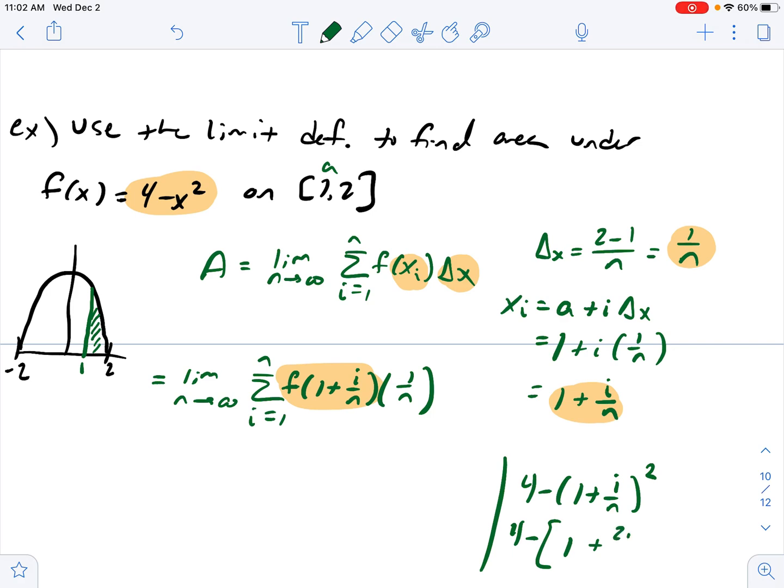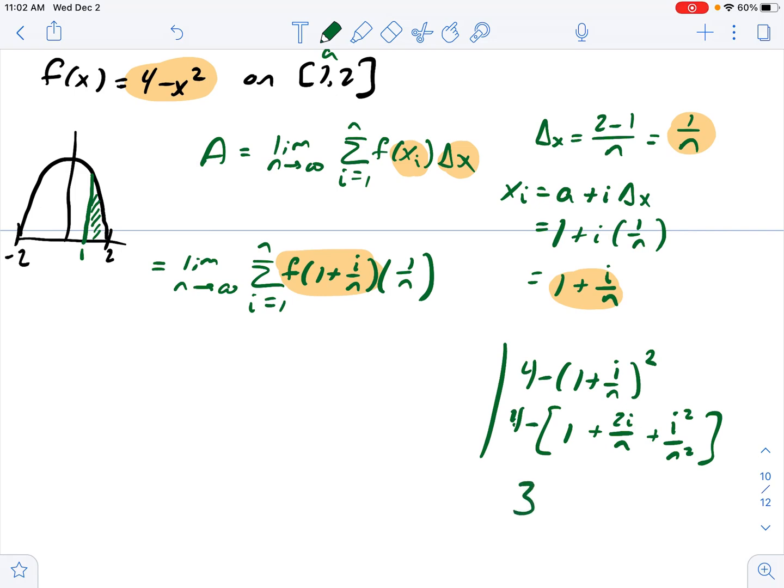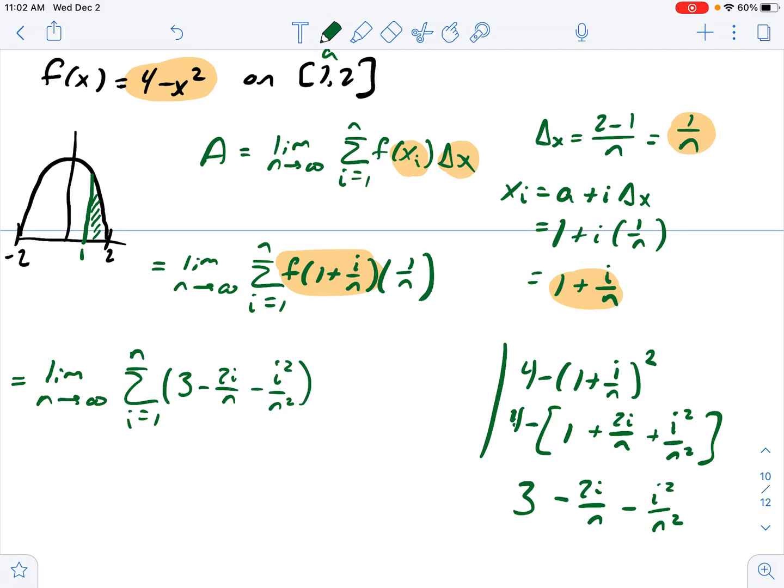So 4 minus, well, if I square that out, I'm going to get 1, plus 2i over n, plus i squared over n squared. And if I do 4 minus that, 4 minus 1 is 3. I'm going to get a minus 2i over n and a minus i squared over n squared there. So that looks like what I get when I evaluate f of this thing. So here we go. Limit as n goes to infinity, summation i goes from 1 to n. The function became 3 minus 2i over n minus i squared over n squared times our 1 over n.